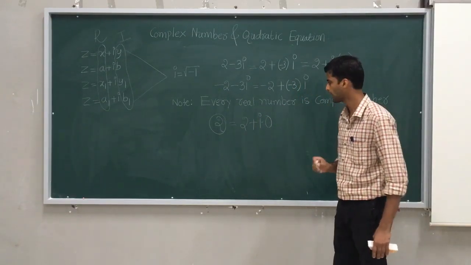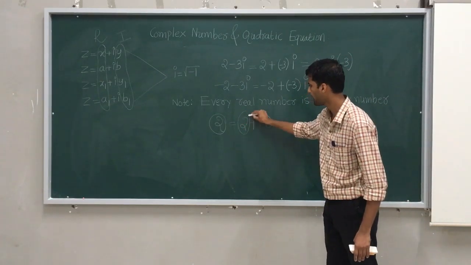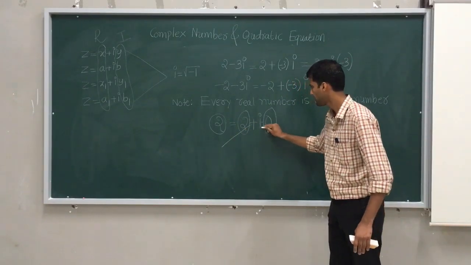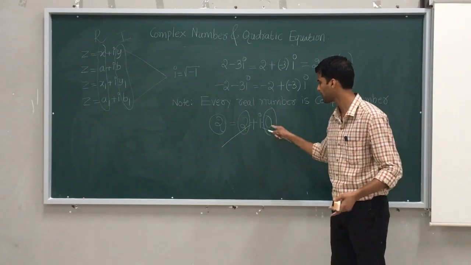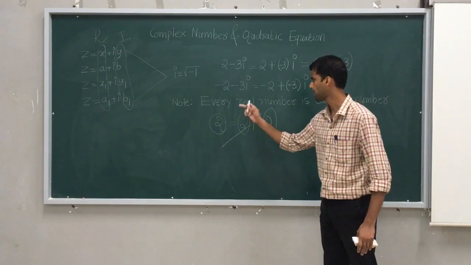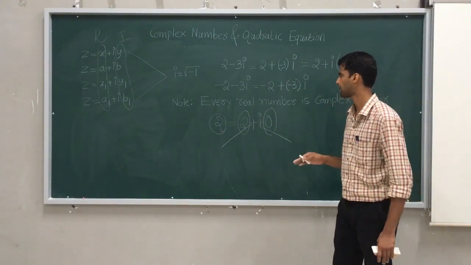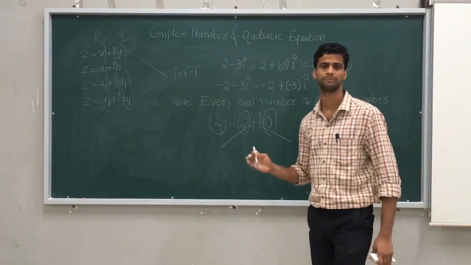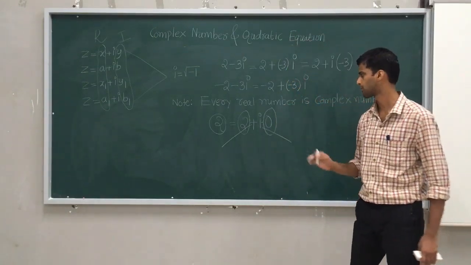My expectation is, if you are able to express any number in the form a plus i into b, where a is a real number and b is also a real number, then it is a complex number. Because 2 is a real number, 0 is also a real number. You can express it or not. Therefore, every real number can be made a complex number. With this, the very important point is: every real number is a complex number. Understood? This is a very important note for you.